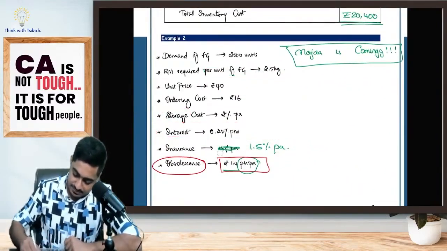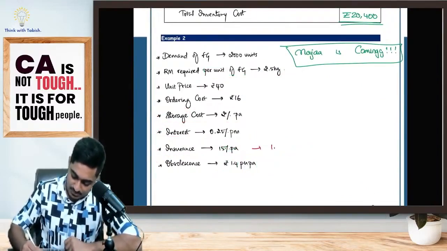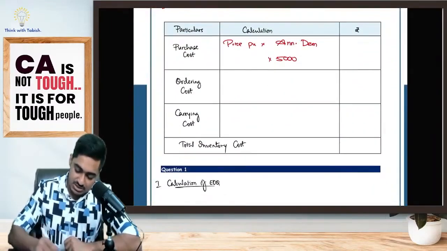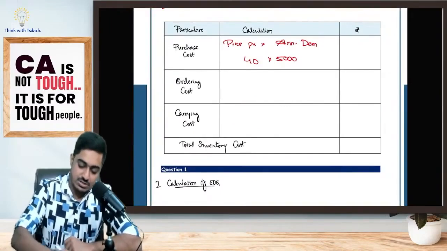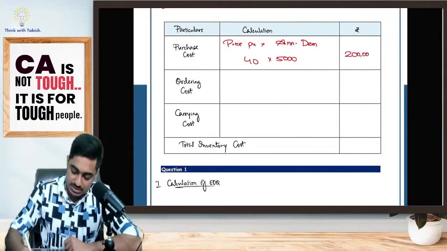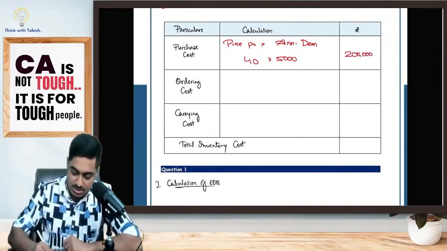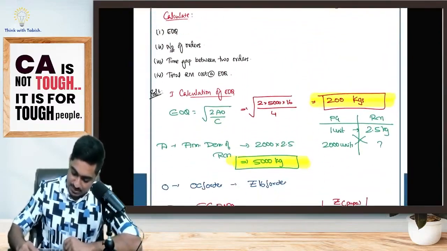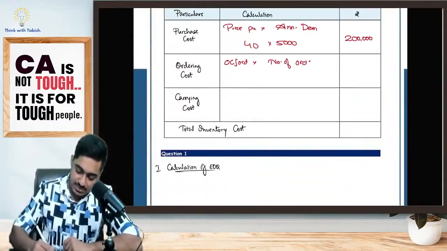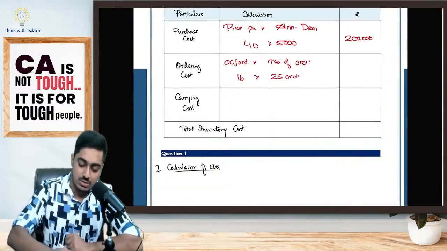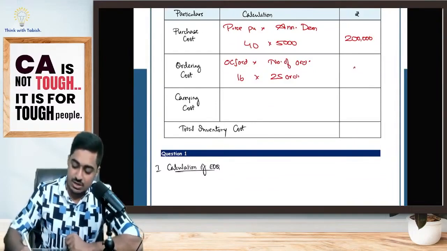I will erase everything. Okay, every unit is purchased at 40 rupees. So I'll tell, every unit is 40 rupees, boss. Like that 5000 units I want, which is 2 lakh rupees. Great. Ordering cost. Ordering cost formula is ordering cost per order into number of orders. For one order, how much is it? If we see, for one order it is 16 rupees, into number of orders. Should we calculate? No, sir. We calculated and kept. It is 25 orders, boss. Okay, 16 into 25, which is 400 rupees.